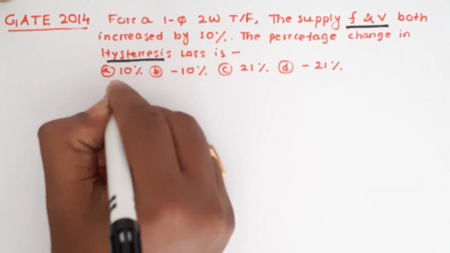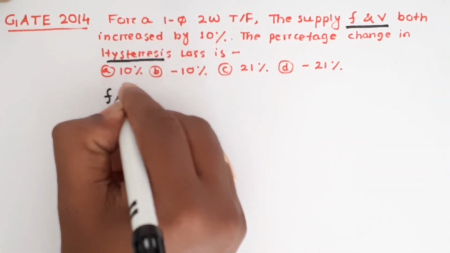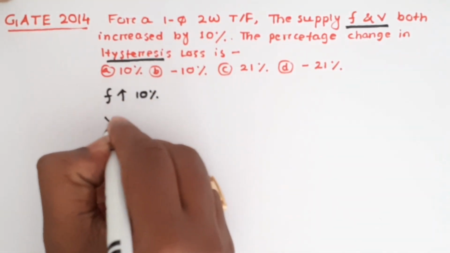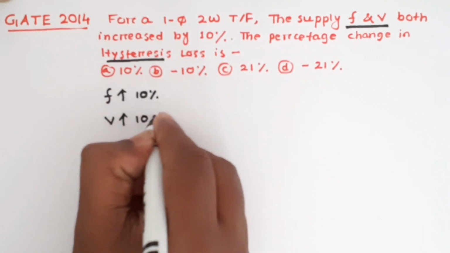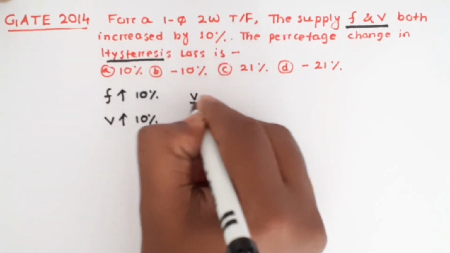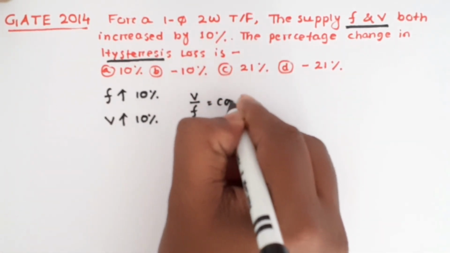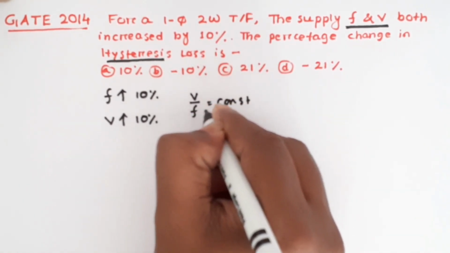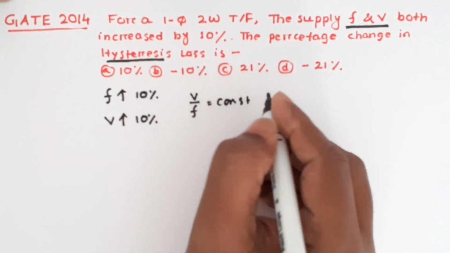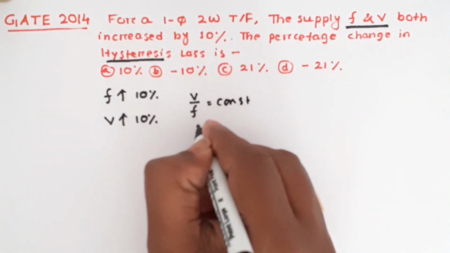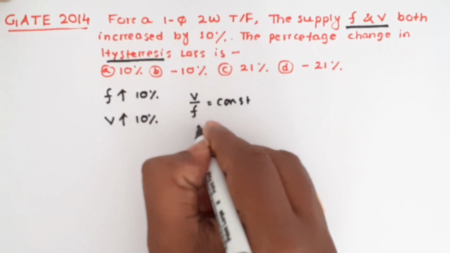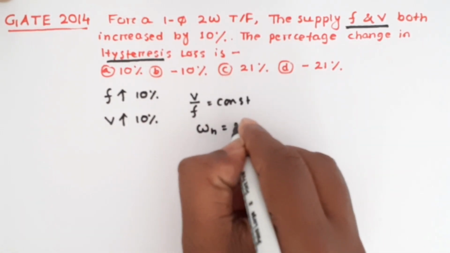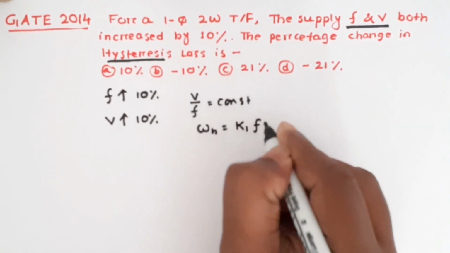Here frequency is increased by 10%. As well, voltage is increased by 10%. Therefore, V by F equal to constant. Voltage is increased by 10%, frequency is increased by 10%. Therefore, V by F is constant, ratio maintained. For V by F constant, we know the hysteresis loss W of H equals some constant K1 into F.